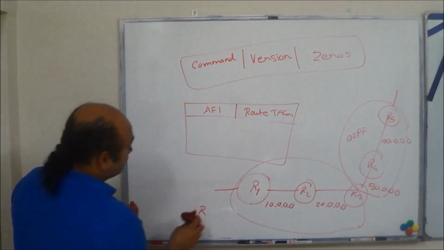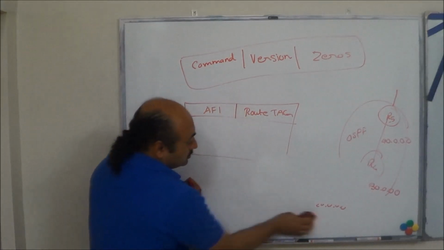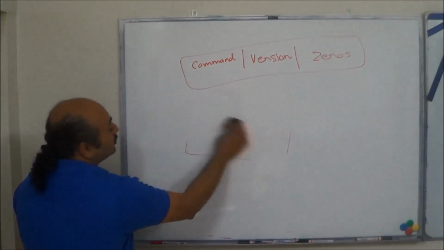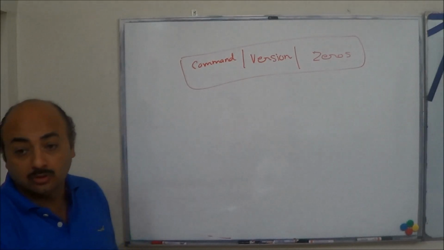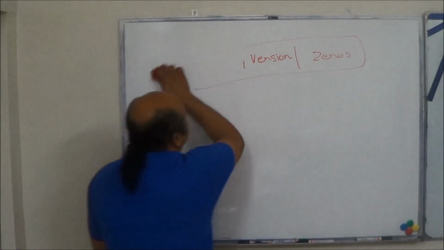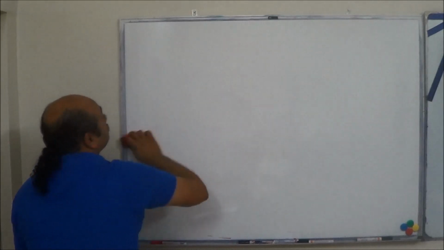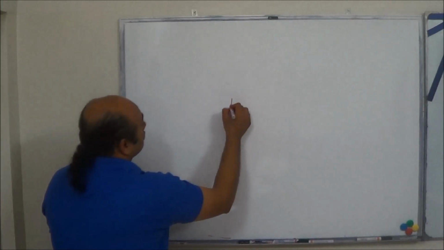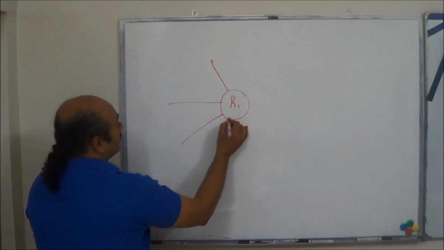Okay, having done with this, let me say something more about this. RIP version 2 also summarizes automatically. RIP version 2 also does summarization automatically. What does this mean? I have to explain this so that you don't get confused.